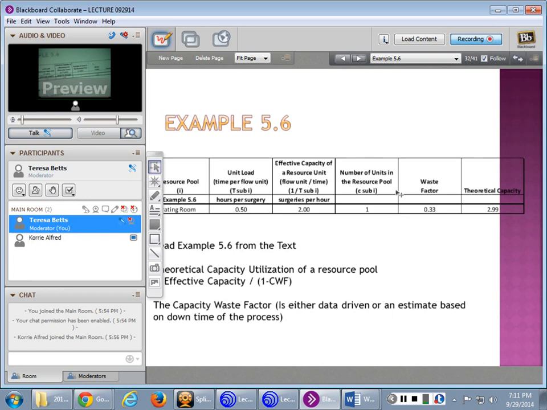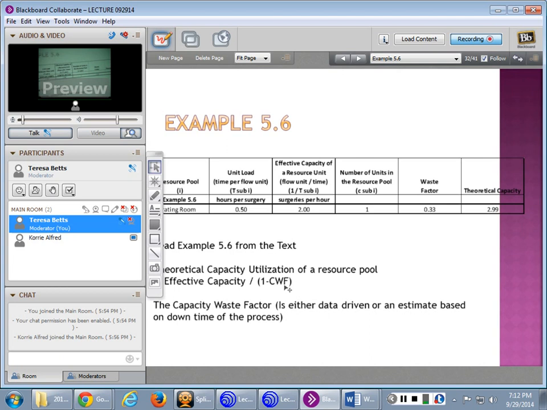And so you calculate the theoretical capacity. The formula that we use for that is our effective capacity of 2 units per hour divided by 1 minus our waste factor. That formula is on page 110 of your textbook, okay? I find that students are confused by that capacity waste factor, and so I'm trying to think of a better way, as I found that in the past. So, just think of it this way.